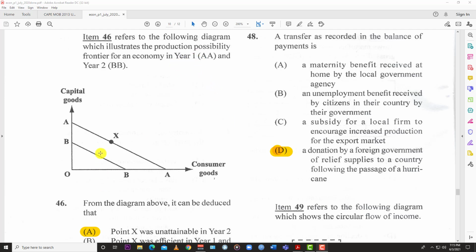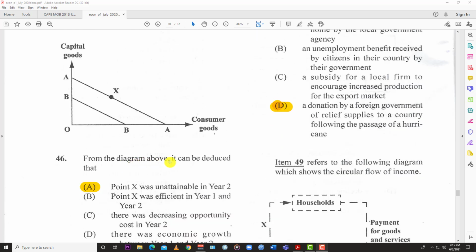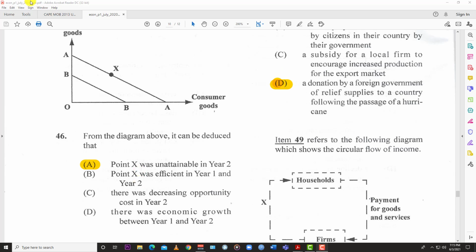46 now refers to the following diagram, which illustrates the production possibility frontier for an economy. Year 1, so this kind of tricks people, because they want to say year 1 is AA, and then year 2 is the one that came first, right? You want to say year 2 is BB. So something you might be confused about, but don't let them trick you. So year 1 is A and year 2 is B. Now, from the diagram above, it can be deduced that, so based on the diagram, point X was unattainable in year 2. So you're focusing on year 2. Remember, anything outside of the PPF is unattainable.